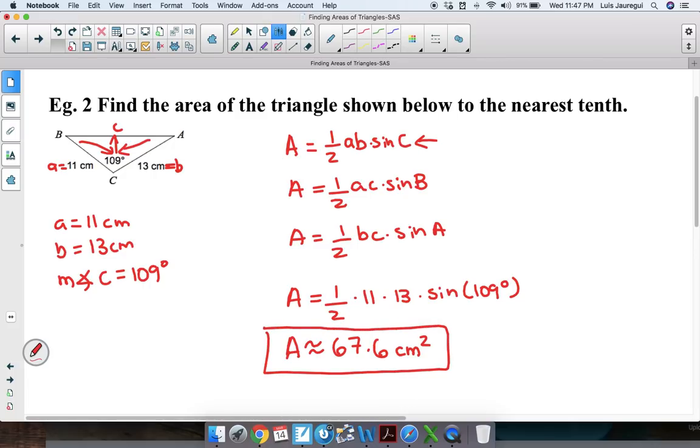So in this particular video, we were able to find the area of triangles once we knew the measures of two sides and the measure of the angle included between those two sides. And we actually use the following formula: area equals 1/2 times A times B times sine of C, or any of the other two variations.